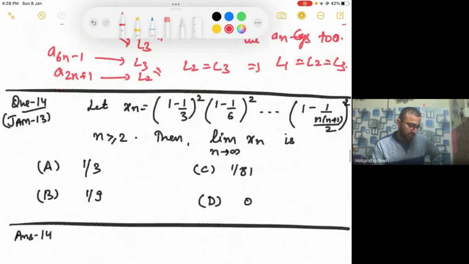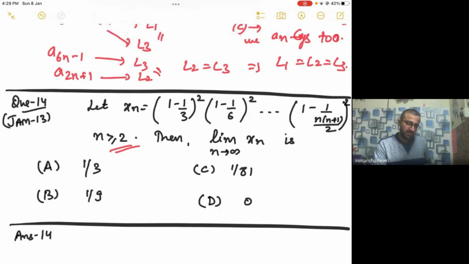Okay, so let's go to question number 14. Question number 14: xn is (1 minus 1 by 3) square, (1 minus 1 by 6) square, and so on, up to (1 minus 1 divided by n into n plus 1 by 2) whole square. Here n is greater than or equal to 2. We have to find the limit of this xn. These types of questions are very familiar, coming in GATE, JAM or CSIR also. These are examples of telescoping series.